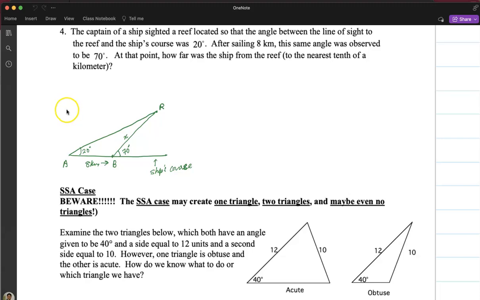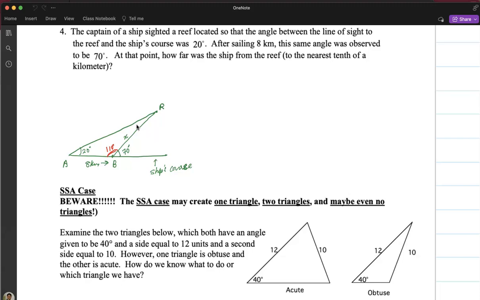Work it out now. Find x. What you need to do in this case is, angles on a straight line add up to 180, so make this 110. So 110 plus 20 is 130, and this will become 50. Now can you work it out?